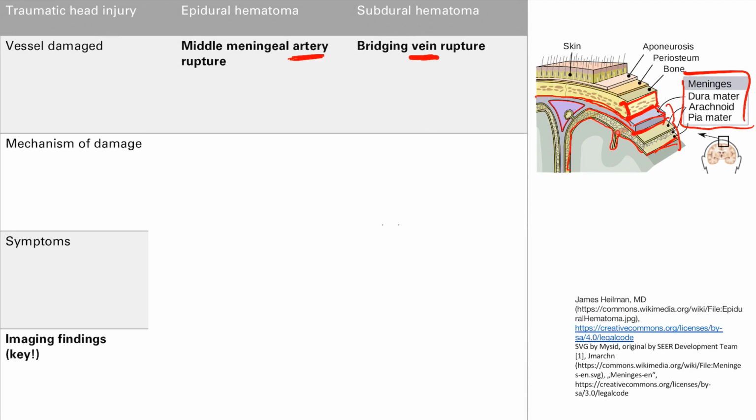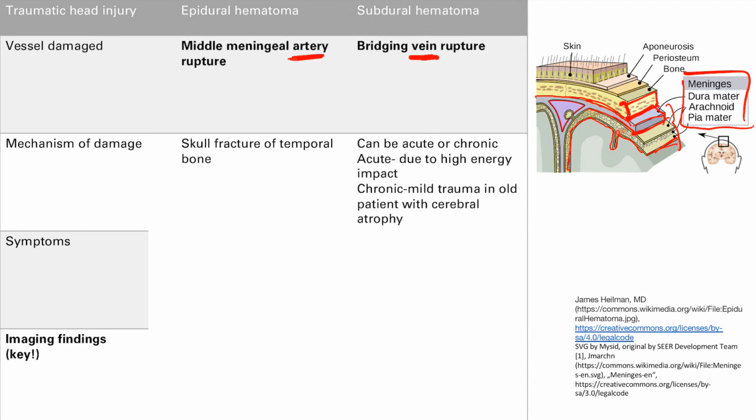The mechanism of damage for the epidural hematoma is usually a skull fracture of the temporal bone, because the middle meningeal artery runs right below that bone. Subdural hematoma can have multiple causes. It can be either an acute cause or a chronic one. There can be a high energy impact, basically stretching out the bridging veins in your head between the dura and the arachnoid. The bridging veins get stretched out too much and they rupture. That's an acute event due to high energy impact.